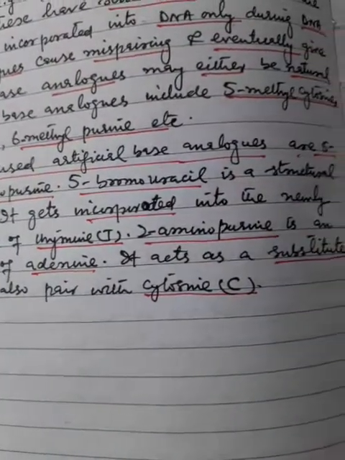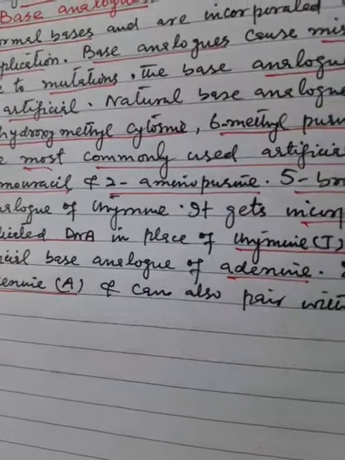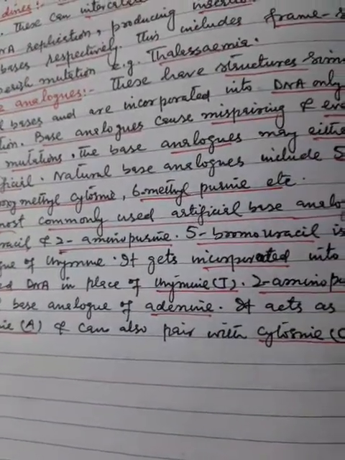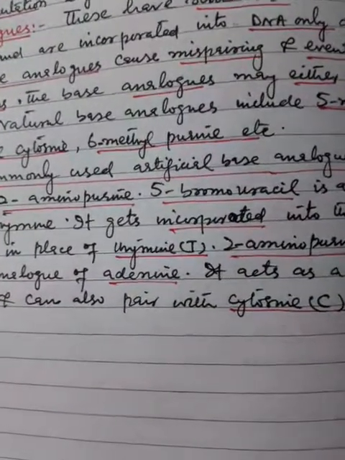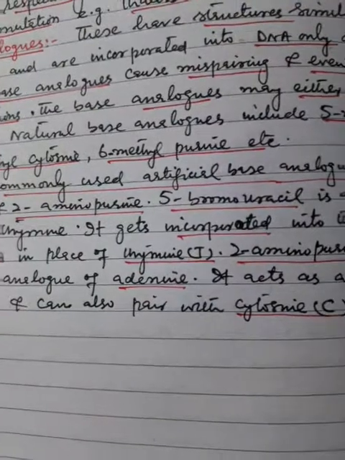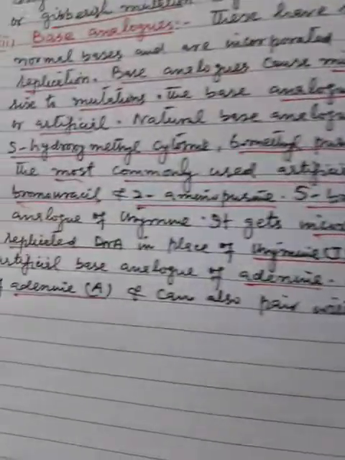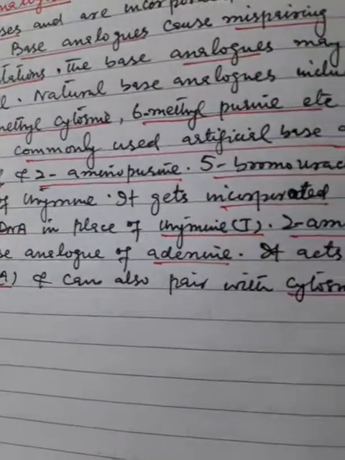5-bromouracil is a structural analog of thymine. It gets incorporated into the newly replicated DNA in place of thymine T.